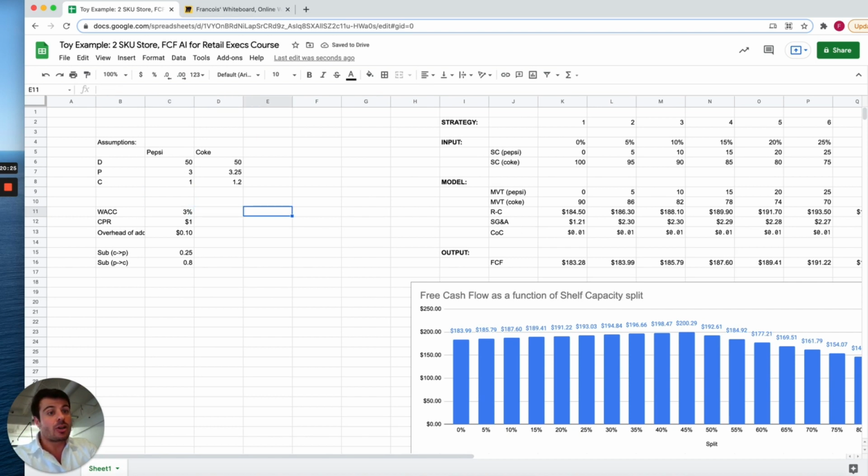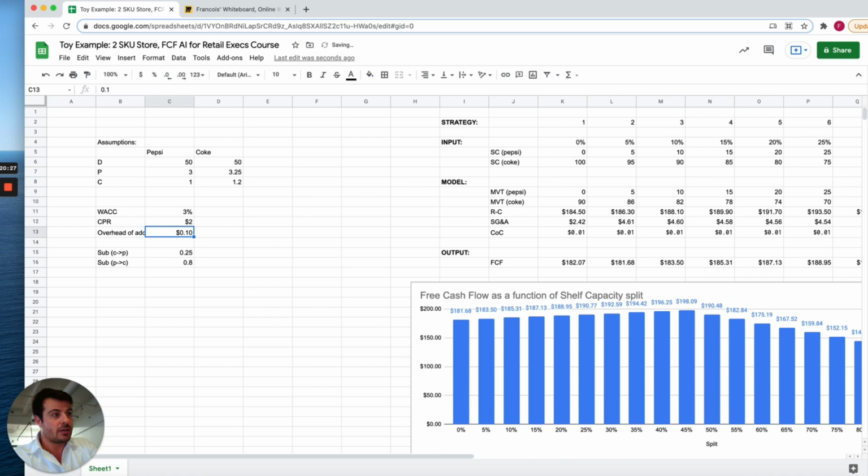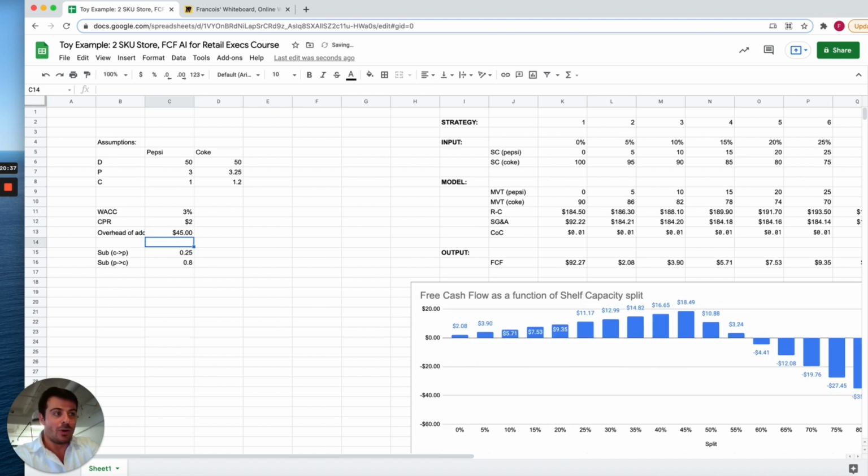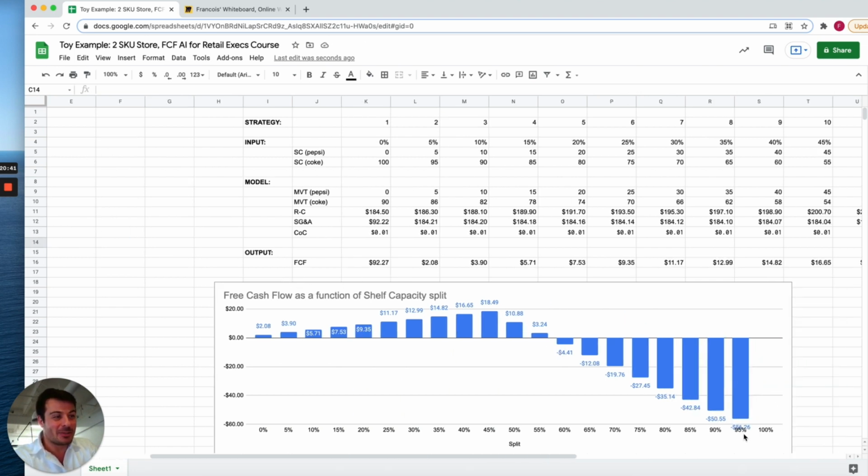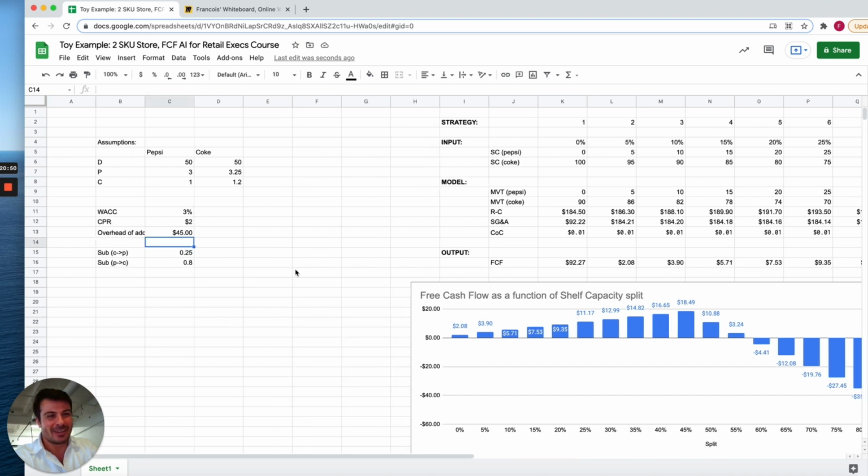And let's say that labor costs increase. Well, that changes everything. Let's say that this goes to $10. That changes a lot. Let's say my overhead is now $45. Well, now it changes a ton. Now it's actually cost negative to be all Pepsi, so I'm not making money there. And so your optimal is still the 45% split, but it's more severe.